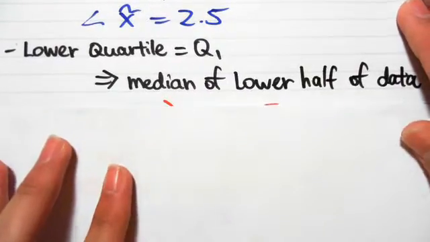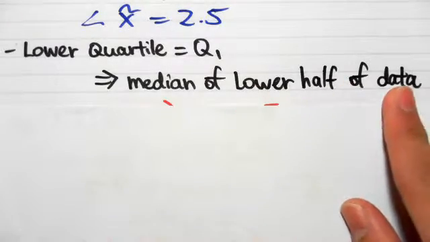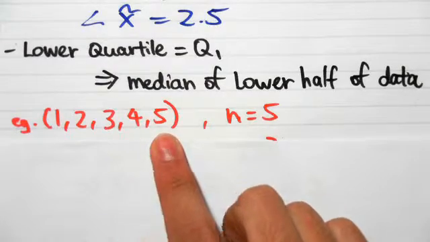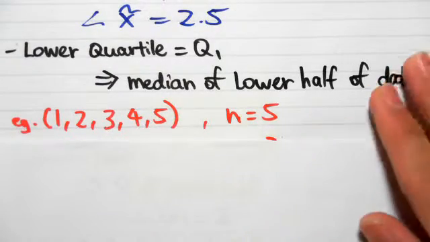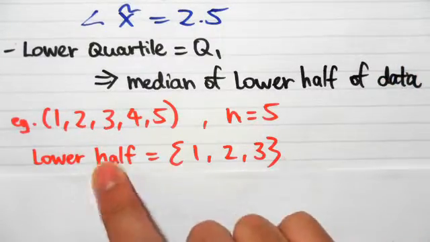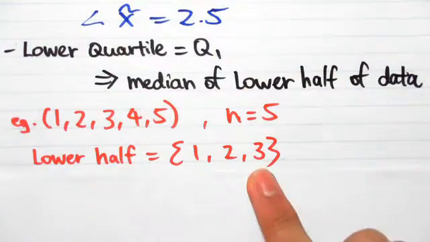So the lower quartile is defined as the median of the lower half of the data. Back to our example of 1, 2, 3, 4, and 5, the sample size being 5. Firstly, we have to identify what our lower half is. Our lower half is 1, 2, and 3, including our median. So that's our lower half.